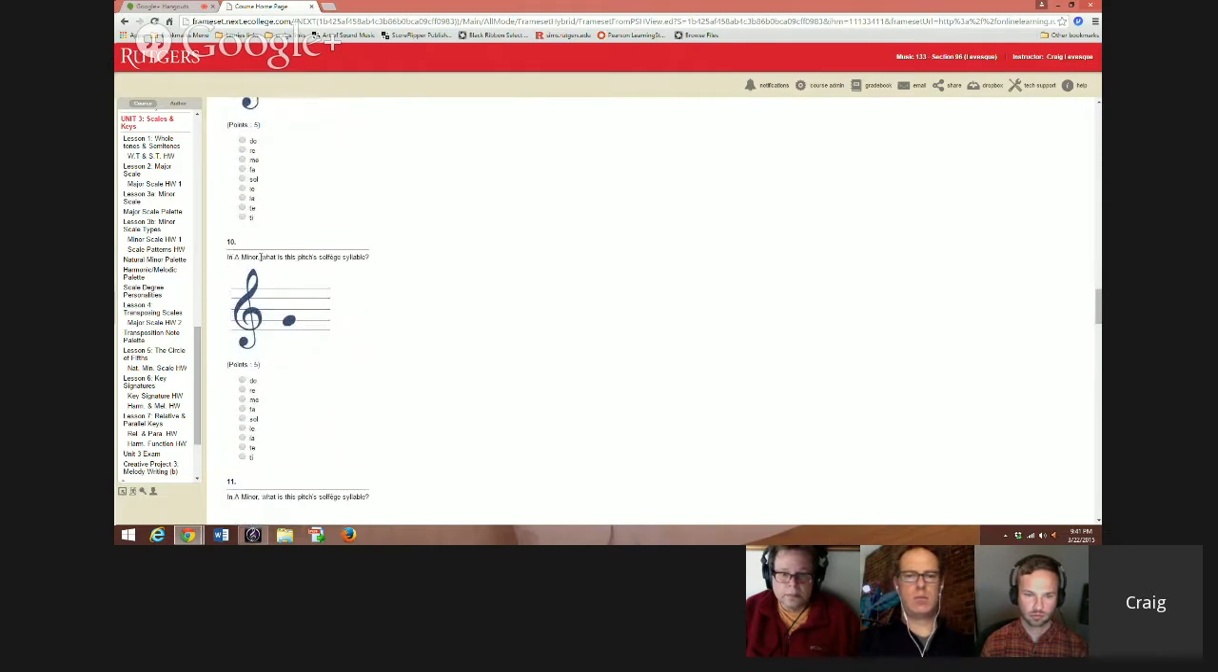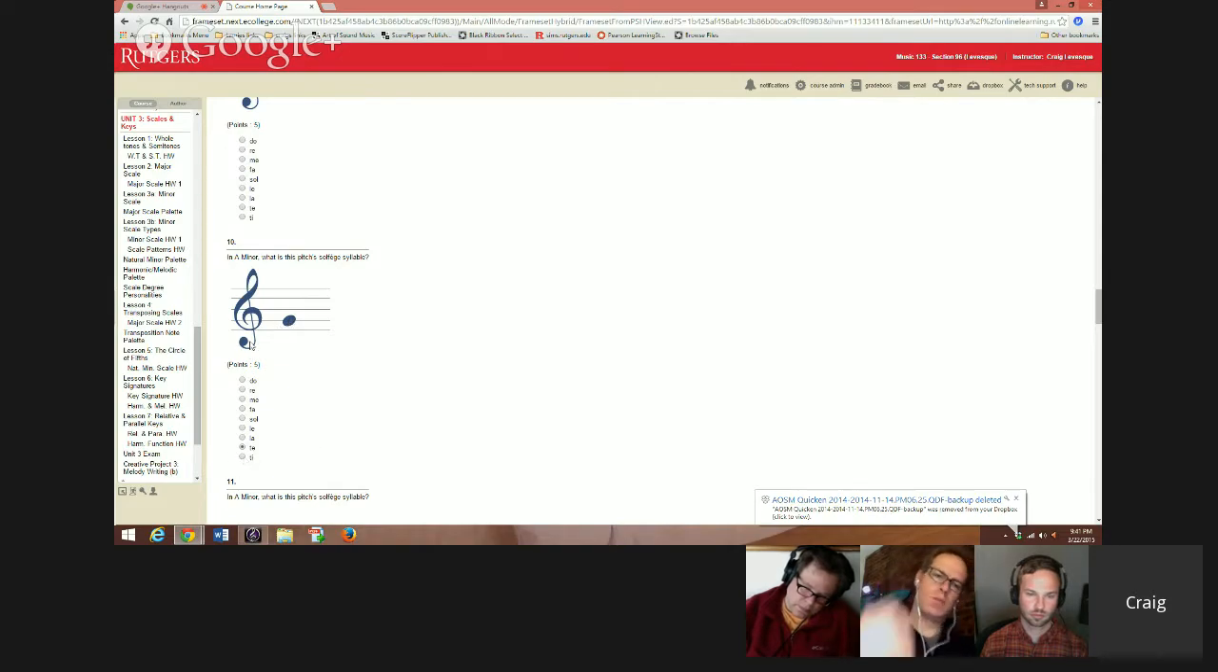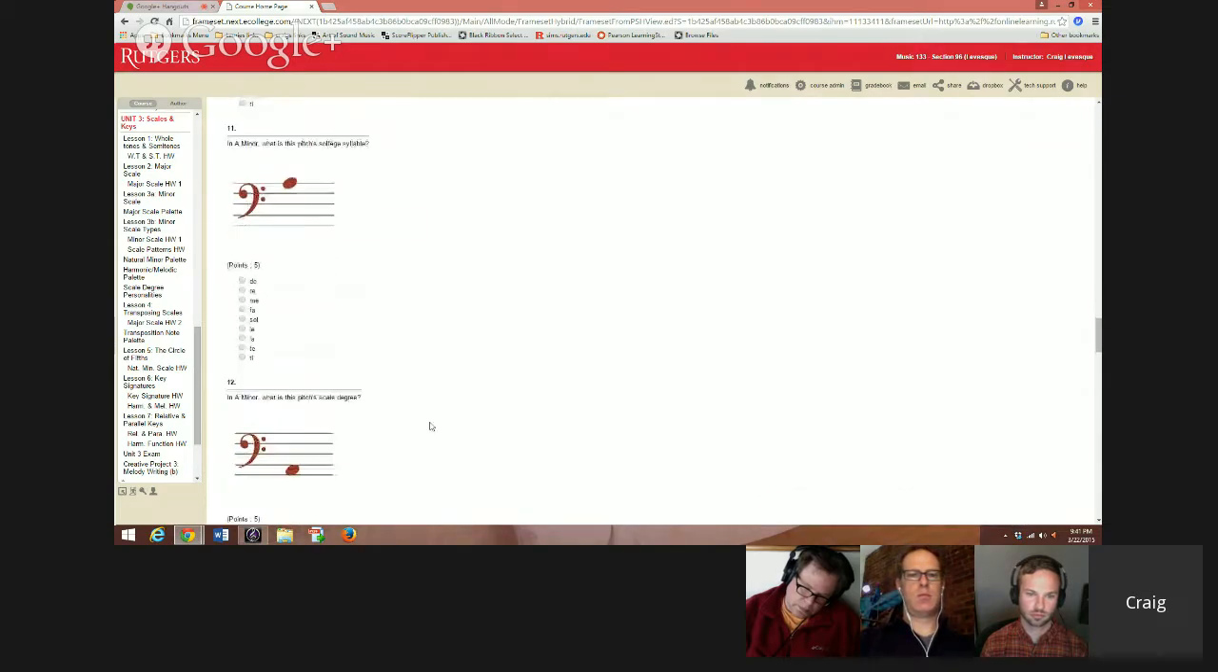Here's a good one. So in A minor, what is this pitch's solfege syllable? This is where the difficulty comes, because in minor we have two versions of 6 and two versions of 7, and they do get different solfege syllables even though they're both 6 and 7. This would be te because it's not altered or raised. The G sharp would be ti. G natural, te, subtonic. If it were G sharp, it would be ti, leading tone.